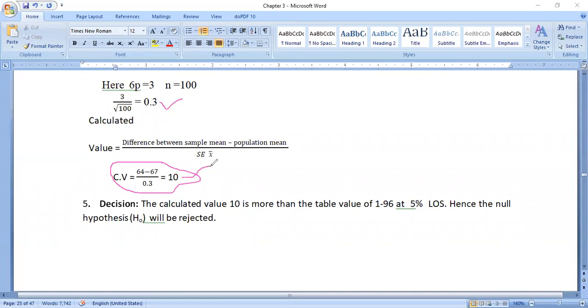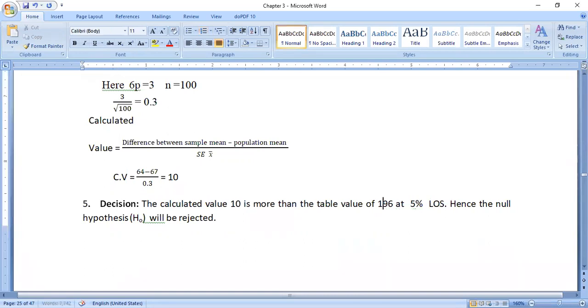After getting this 10, what is the next step? We need to compare this 10 with the critical value. The calculated value 10 is greater than the table value, or critical value, 1.96 at 5% LOS. Hence, the null hypothesis H naught will be rejected. In this way, we have to write.